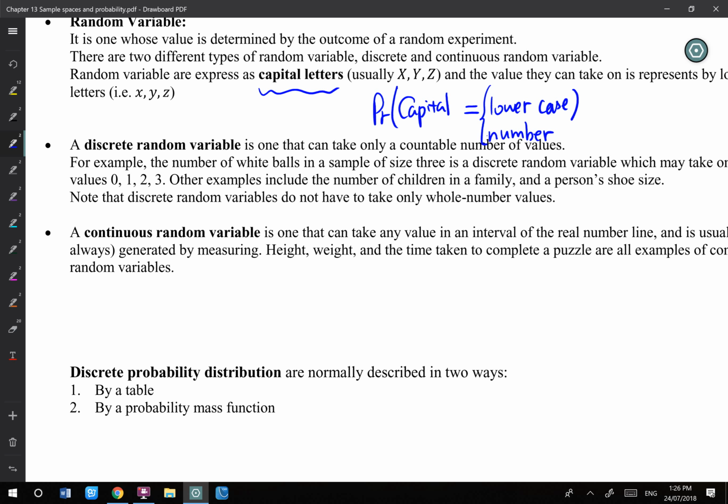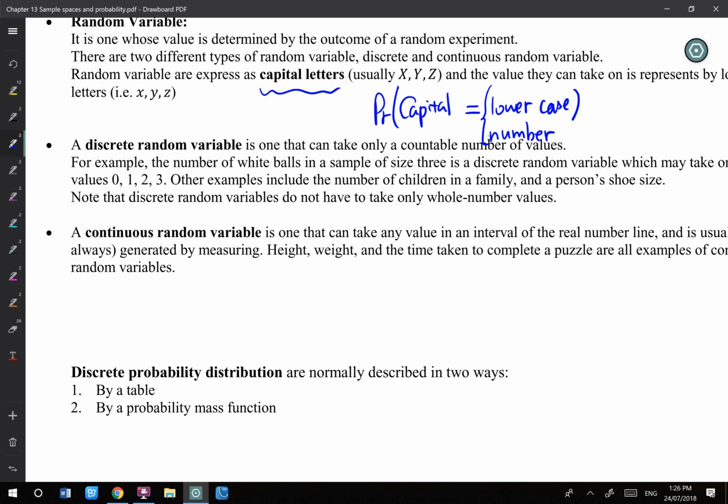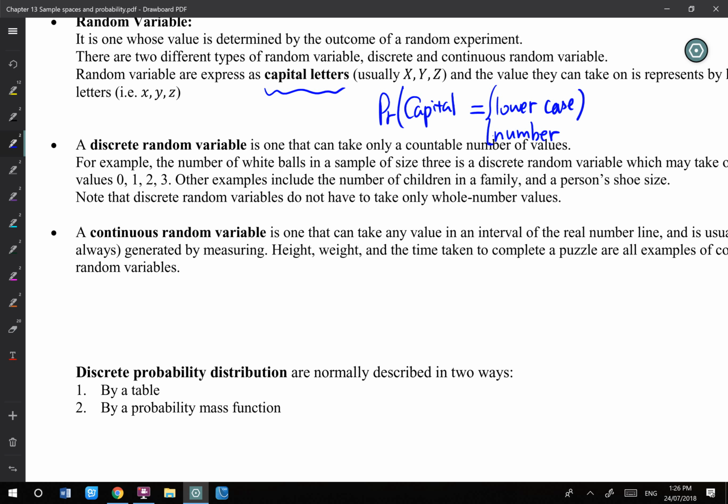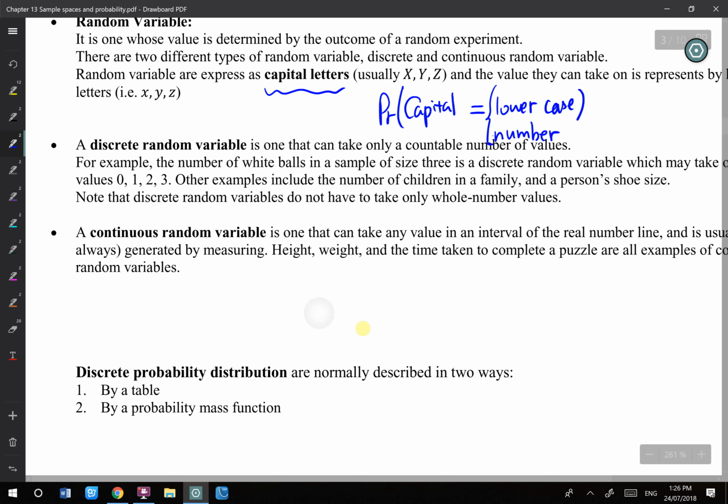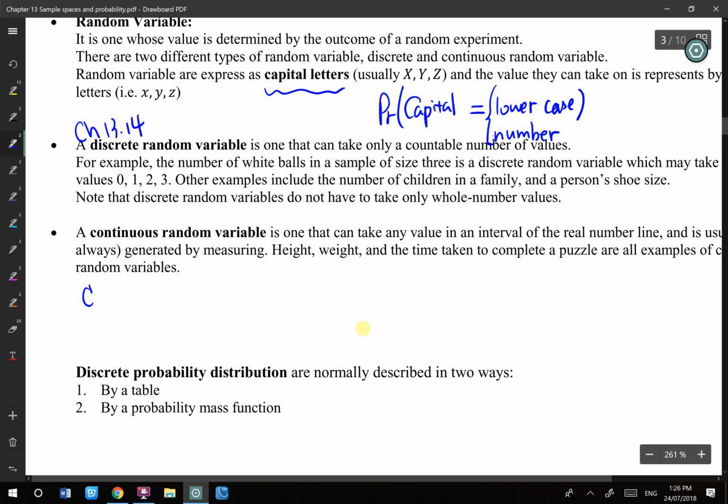And as I said, there are 2 types of random variable. The first type is called discrete, and the second type is continuous. Chapters 13 and 14 are on discrete, and chapters 15 and 16 are on continuous.